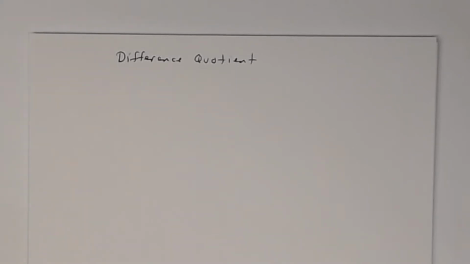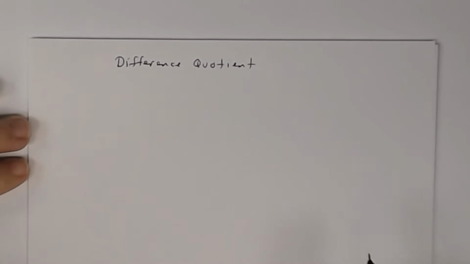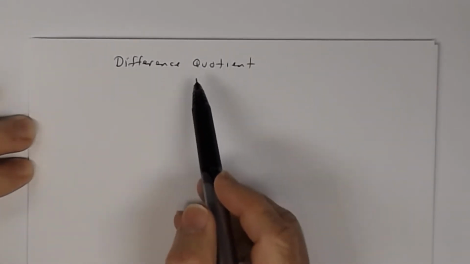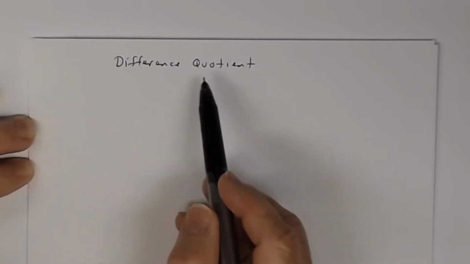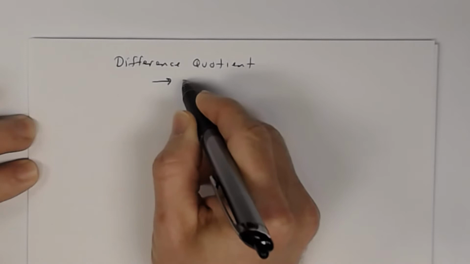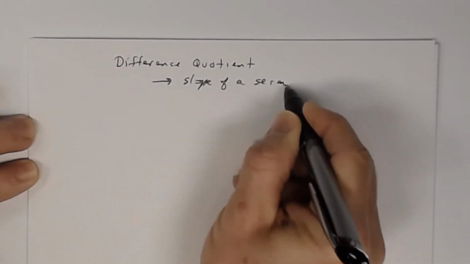That part. Okay, so difference quotient. Now, in calculus, if you take calculus, and some of you will probably be doing that, you can learn more about the idea of the difference quotient. So the difference quotient measures the slope of a secant line. That's what it is.